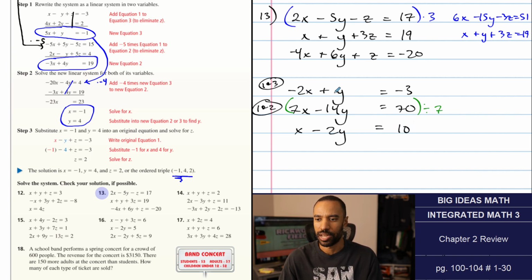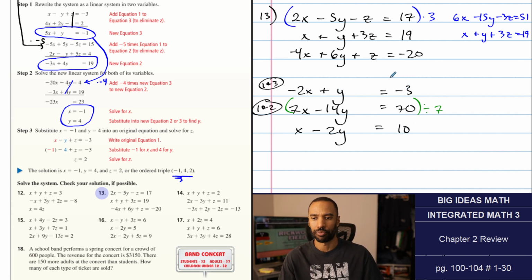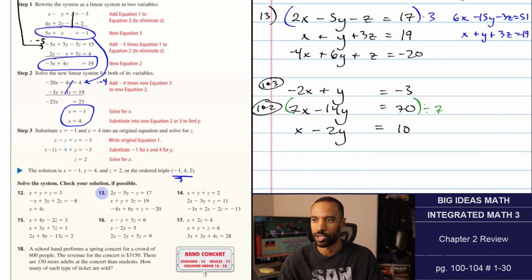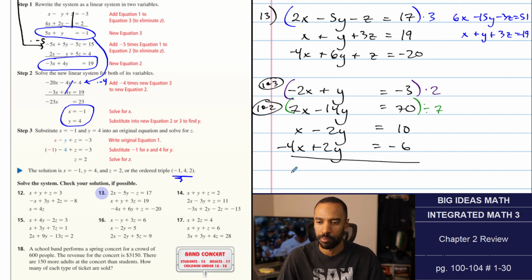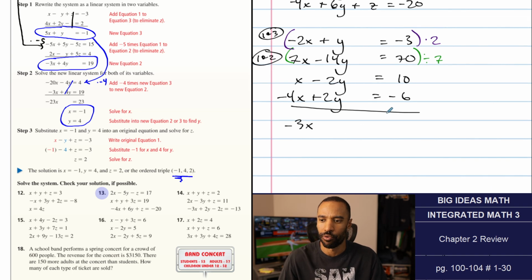Now that top equation is negative 2x plus y equals negative 3. So let's choose which variable we'd like to eliminate here. Why don't we eliminate the y's just because I already manipulated this equation once. Now let's manipulate this equation once. Let's multiply it by 2. That'll get rid of the y's because I get negative 4x plus 2y equals negative 6. So y's will be gone as x's remain. I get negative 3x equals 4.